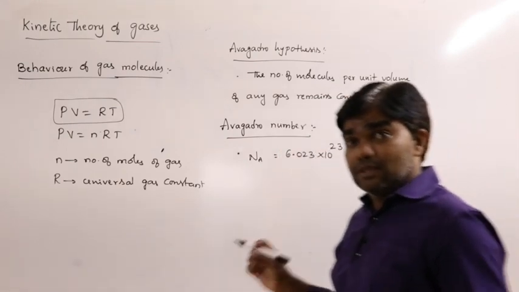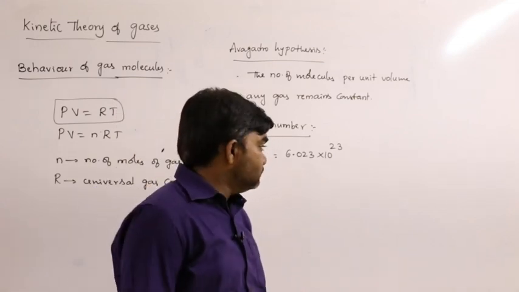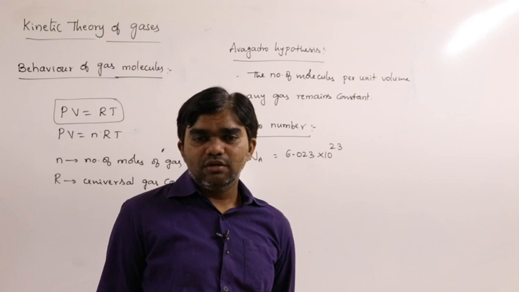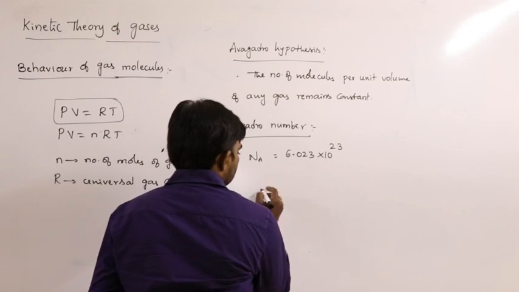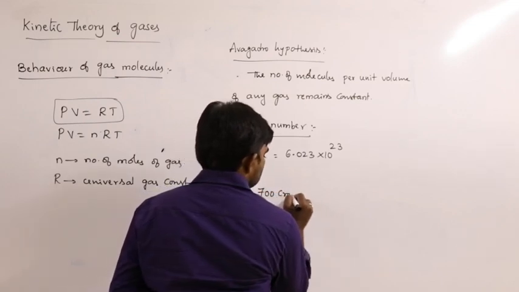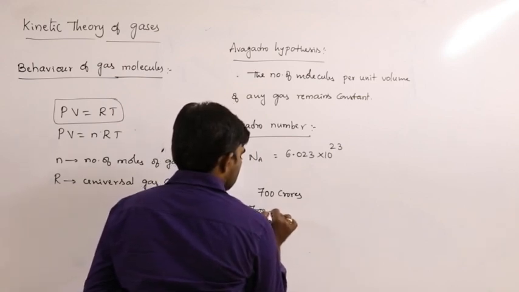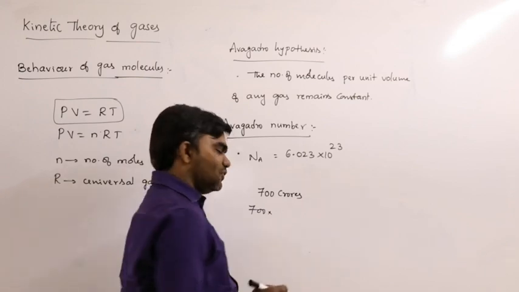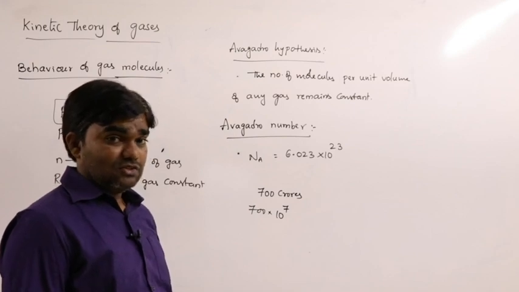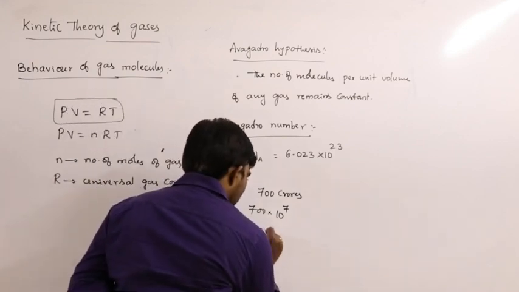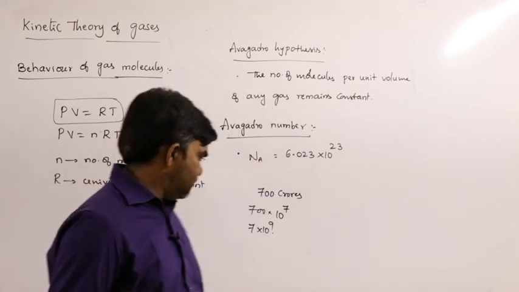Let us discuss how big this number is. For example, let us say the total population of the world is around 700 crores. 1 crore means how many zeros? 10 to the power of 7. 1 lakh is 10 to the power of 5, 10 lakh is 10 to the power of 6. That means 7 into 10 to the power of 9 is the total population of the world.